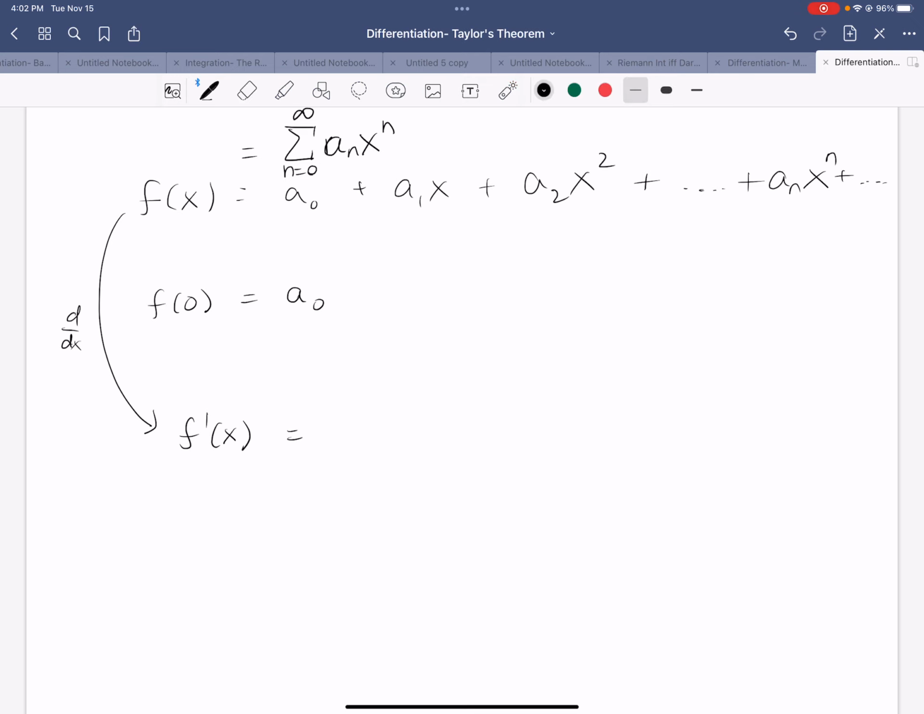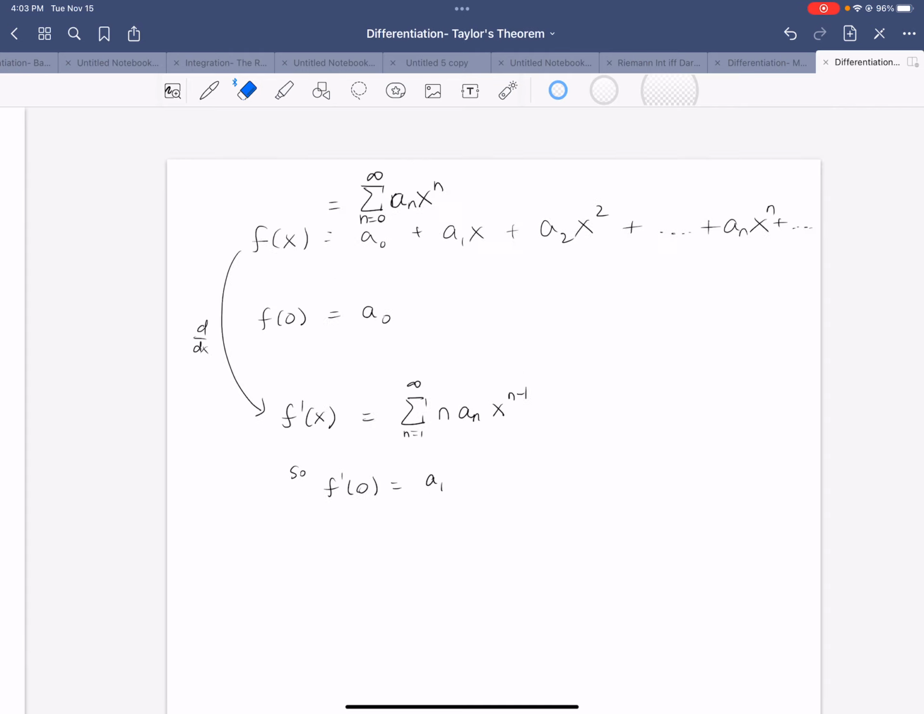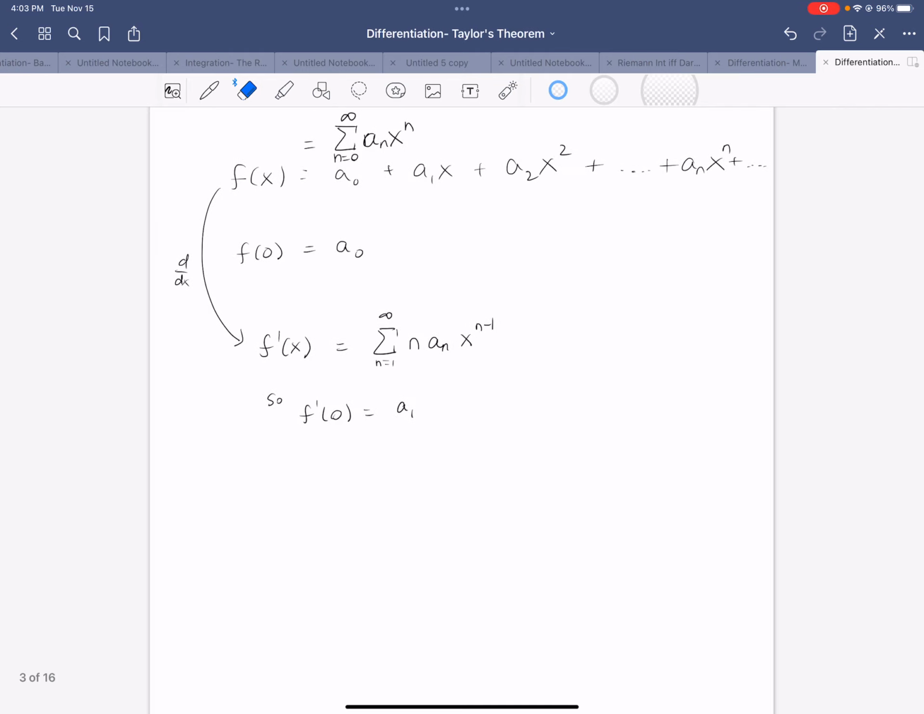So when I take the derivative, I'm going to get the sum of n times a sub n, x to the n minus 1, where n starts at 1. And I notice that if I plug in x equals 0 to f prime of x, so f prime of 0 is going to equal a1 plus 0 plus, all the other terms will be 0. So f prime of 0 is just going to be a1.